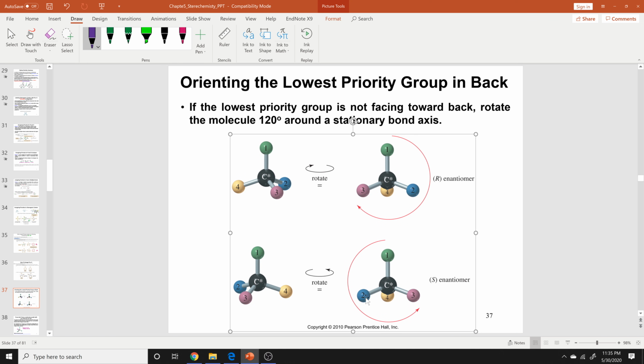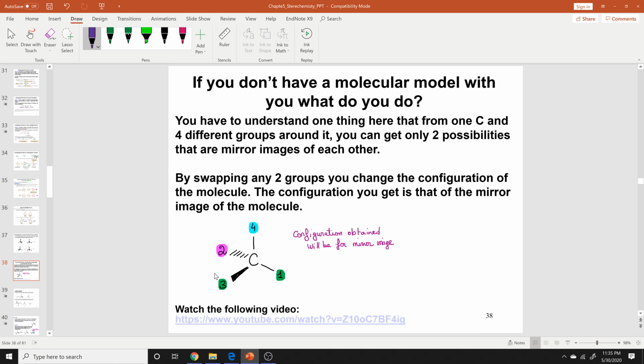In that case, you're going by 1, 2, 3, this is the S enantiomer. Here, going by 1, 2, 3, this is the R enantiomer. Notice when I figure out the R and the S enantiomers, my lowest priority group is always behind, and I'm looking across 1, 2, and 3 away from group number 4. You have to really understand one thing here: from one carbon and 4 different groups around it, you can get 2 possibilities that are mirror images of each other.